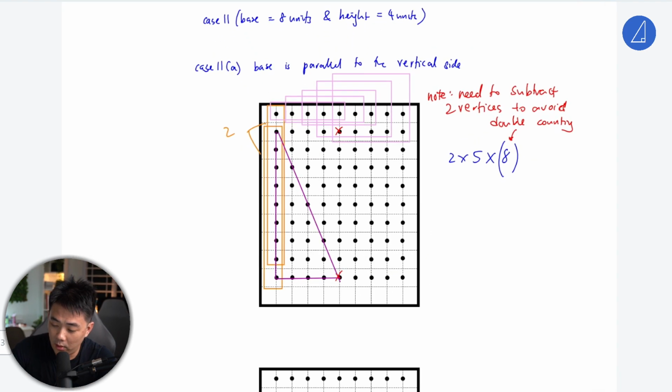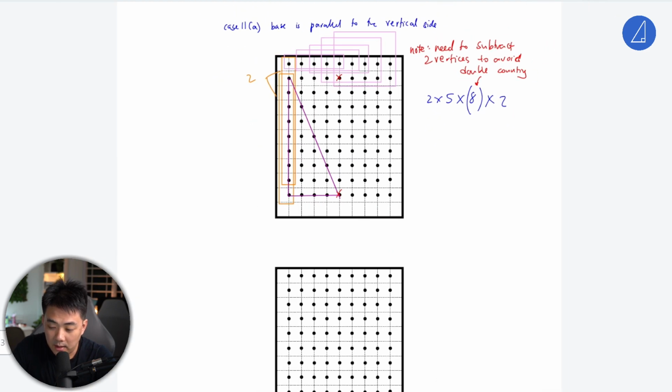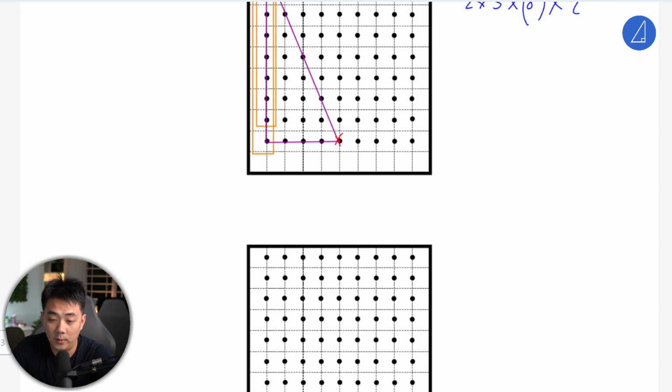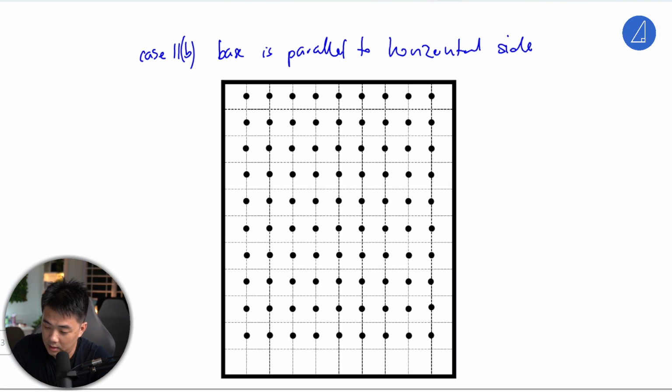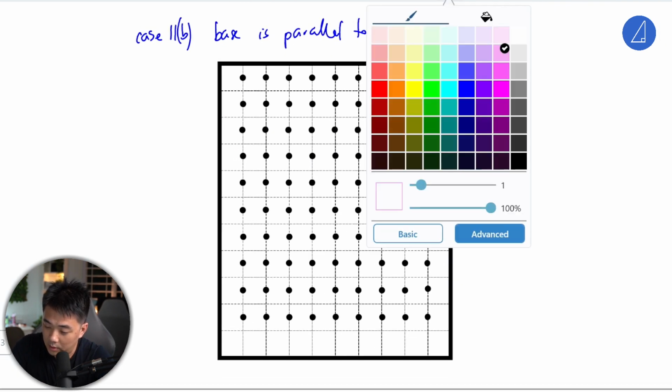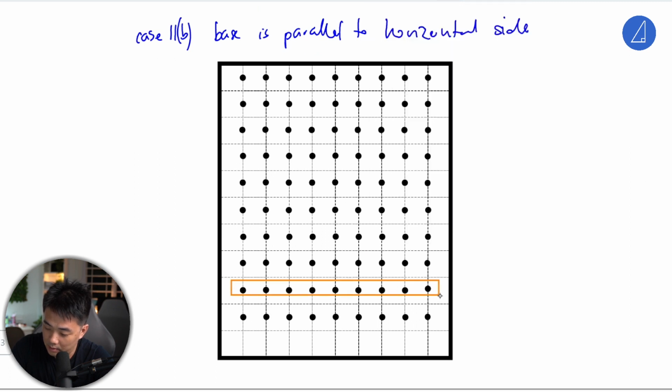Right, so if you run through all the columns, it's always the same. You can't choose the one which will make the height parallel to the horizontal side. Then same thing, you multiply by 2 sides, because you can also have the base on this end as well. That's the idea. So same thing for case 2b. The base is parallel to the horizontal side, so I could just choose this one. 1, 2, 3, 4, 5, 6, 7, 8. So there's only one choice actually.